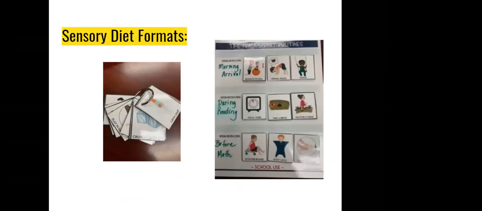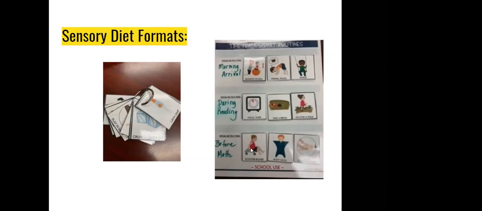So here are a few formats. On this first one, it's just a key ring that can be taken wherever that student goes, and it's got different choices on there. And then here is one where it's like their morning arrival. They get to bounce, do some animal walks and swing. During reading, maybe they get a break. They do reading first, and they get a break in between. Take a break, go for a walk.